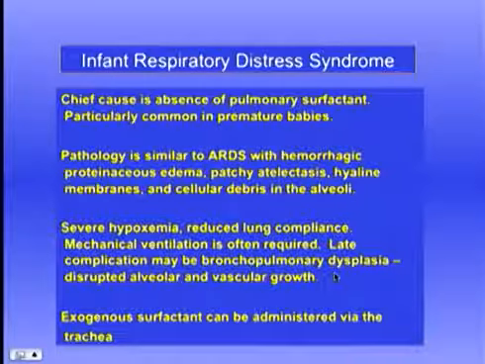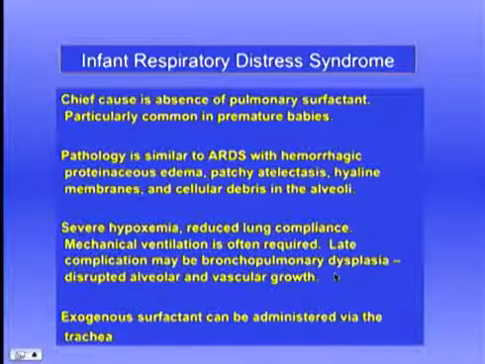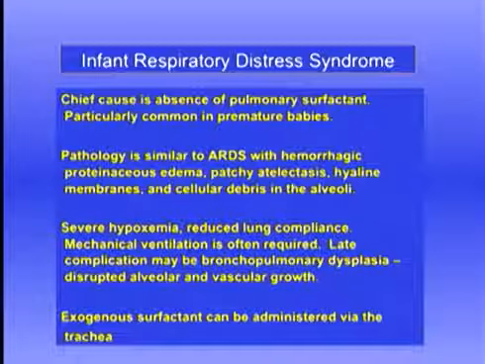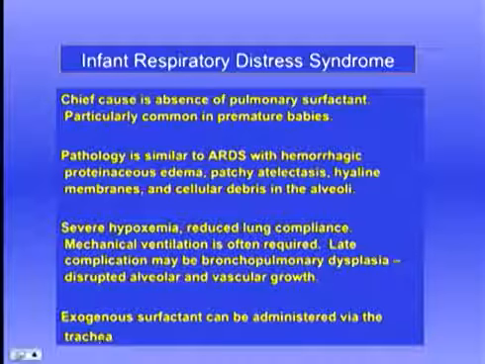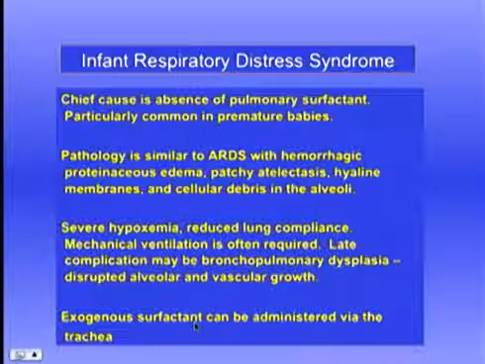That occurs after a year or two of life and is an unpleasant outcome, but of course sometimes these patients do have to be ventilated in order to keep them alive. Now fortunately, it's now possible to administer exogenous surfactant into the lung via the trachea.